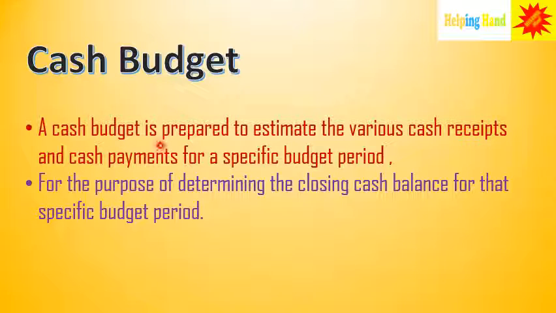A cash budget is prepared to estimate the various cash receipts and cash payments for a specific budget period. So we are estimating only the cash receipts and the cash payments in the case of a cash budget. Maybe how much cash we are receiving in a particular budgeted period, and how much cash payment we are yet to be making in that specific budget period, shall be considered under the cash budget.